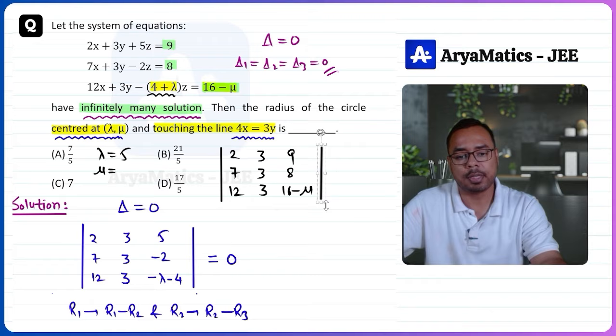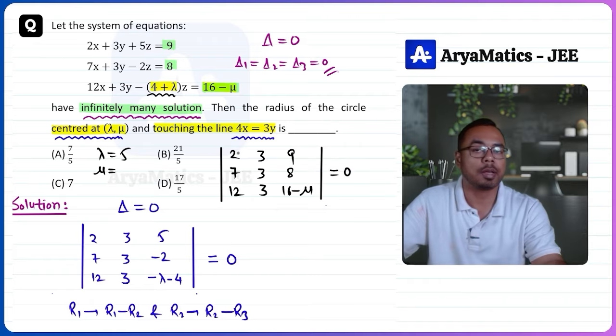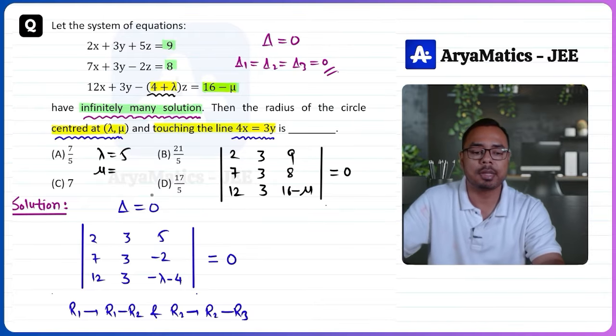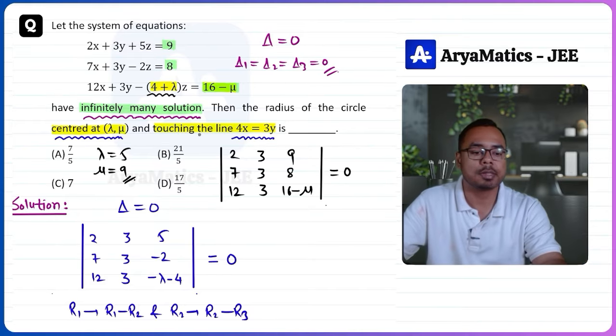So again, you can do the same sequence of steps. You can create two zeros, and then you can calculate nu from here. After calculation, you will find that the value of nu is 9, right? So that means the point (lambda, nu) will be (5, 9).